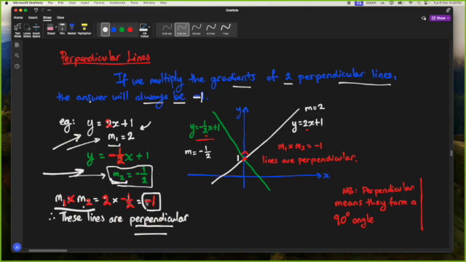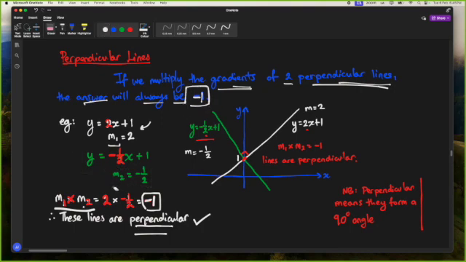And you are hoping that you get minus 1. If you get minus 1, then they're perpendicular. If you don't get minus 1, then they are not perpendicular. Right? So if we multiply the gradients of two perpendicular lines, the answer will always be minus 1. Amir, you following with us so far, all of this stuff?